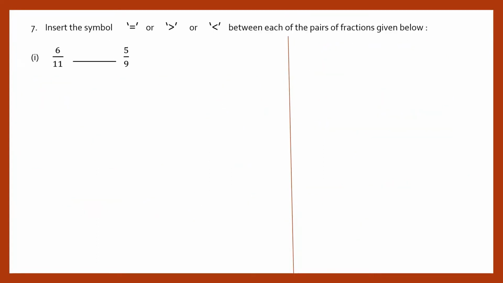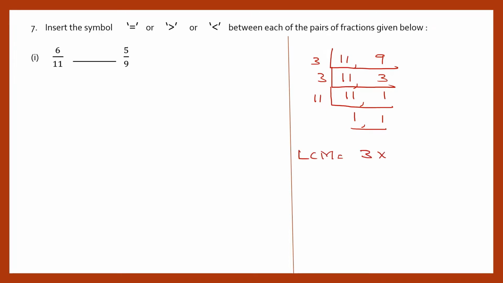The next question: insert the symbol equal to, greater than, or smaller than between each of the pairs of fractions given below. So you have a pair of fractions given here and you have to insert one of these symbols there. So let's start. Let's find the LCM of the denominators 11 and 9. We'll start with 3. 3 threes are 9, 3 ones are 3. Go to 11, 11 ones are 11.